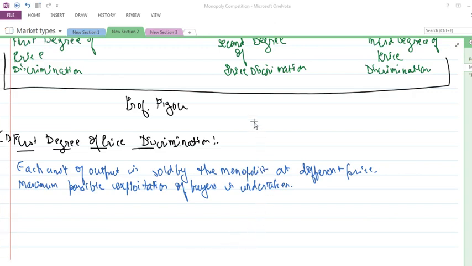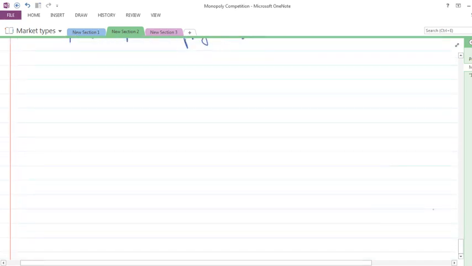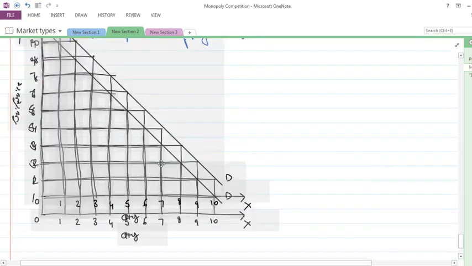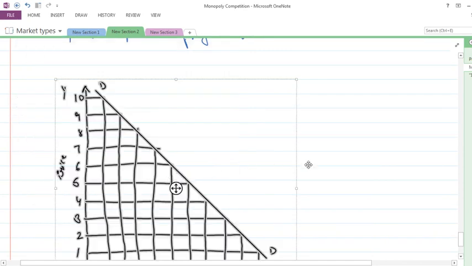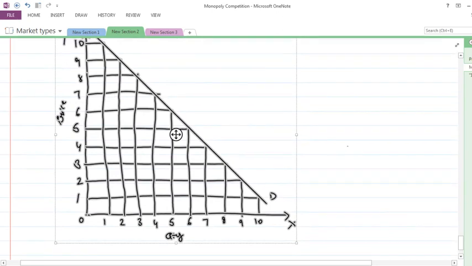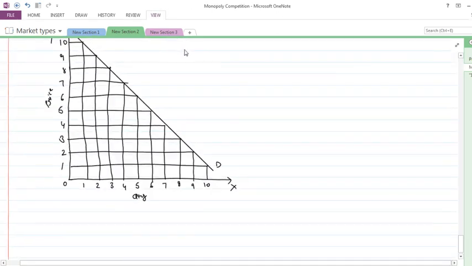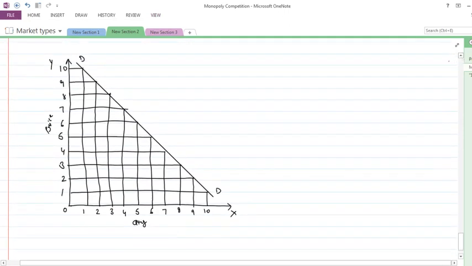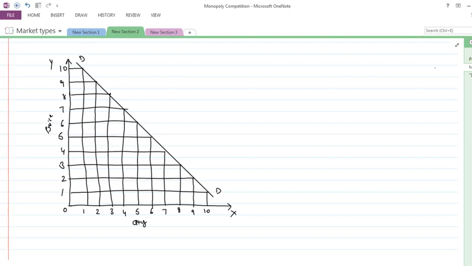So price discrimination can be understood in this manner. If a particular monopolist is trying to sell a commodity, he would be charging in this manner. At price 10, the buyer is willing to purchase 1 unit of good. At 9, he is willing to purchase 2 units of goods. At 8, he would be willing to purchase 3 units of good, and so on and so forth.